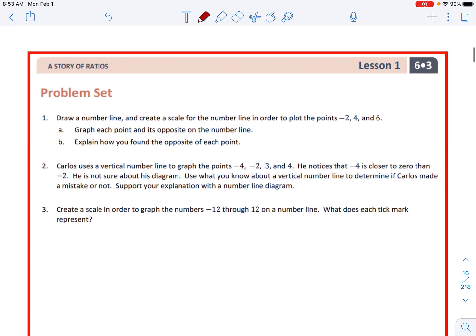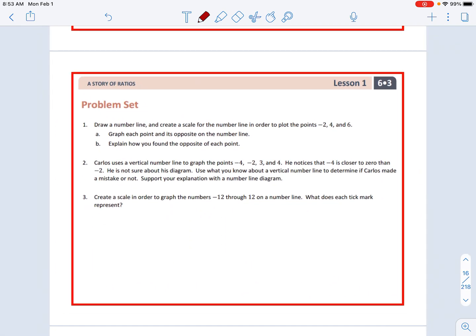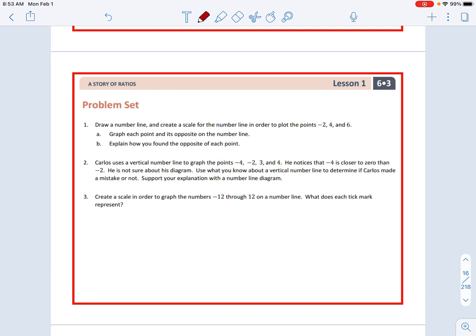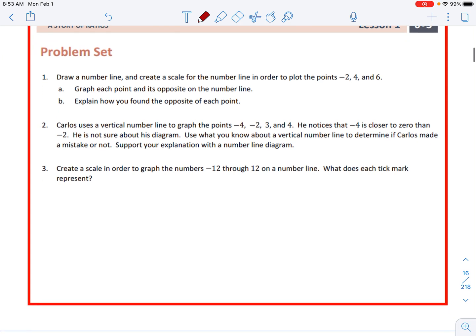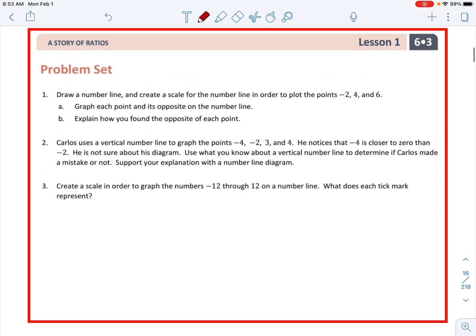It says draw your problem set. This is what entails on your problem set. I'm sure you can draw everything on this paper. I'll send a copy to you guys. So try your best on it, get it turned in, and we will see you tomorrow.